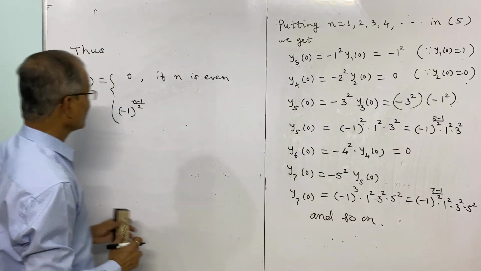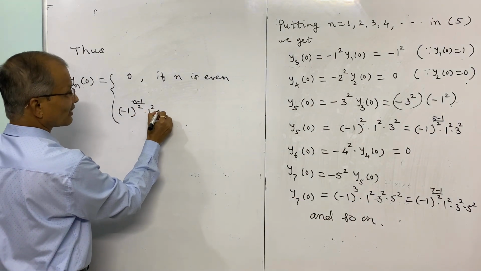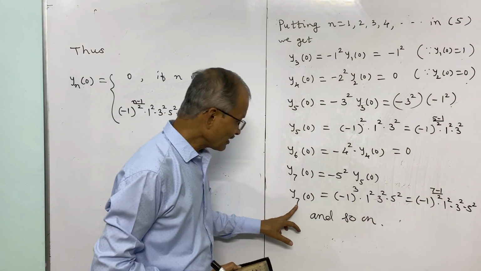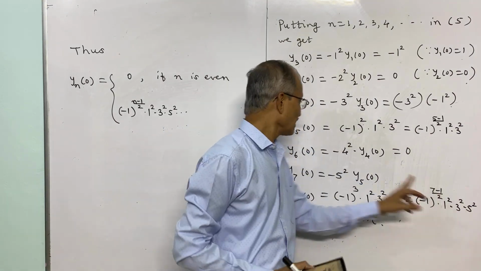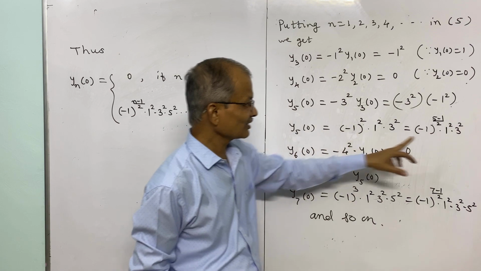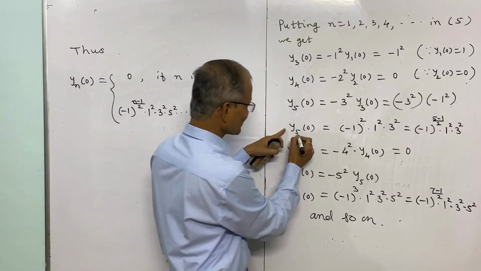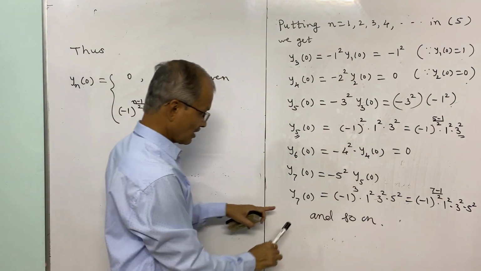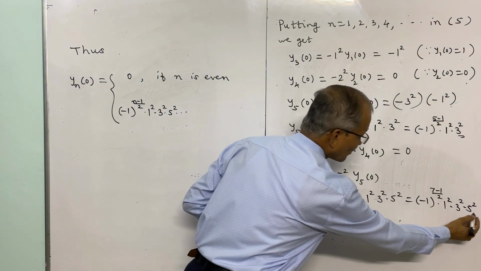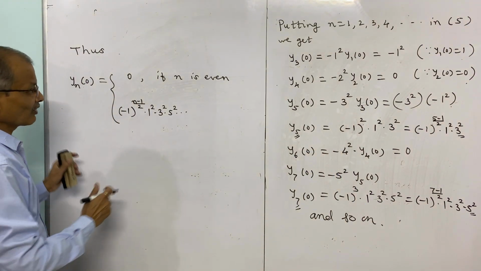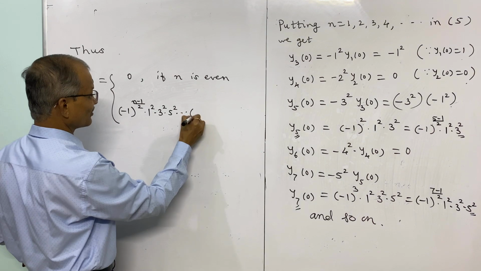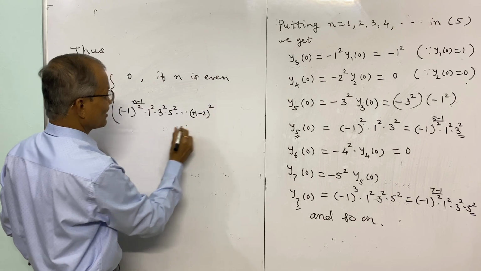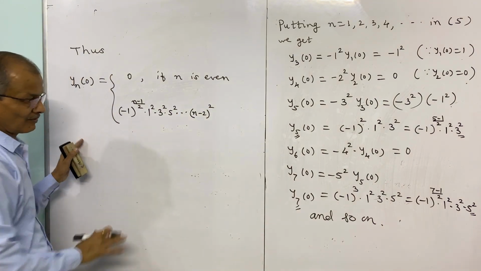And further you see, it is 1 square, then 3 square, then 5 square, and so on. So if it is 7, the last term is 5 square. If it is 5, the last term is 3 square. That is, the difference of this number and this number is 2. So if it is n, the last term will be n minus 2. So therefore, what will be the last term here? For the nth derivative, it must be n minus 2 square. So this much is the derivative of y.